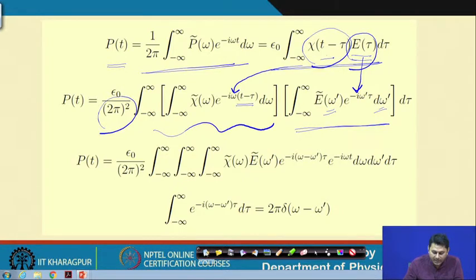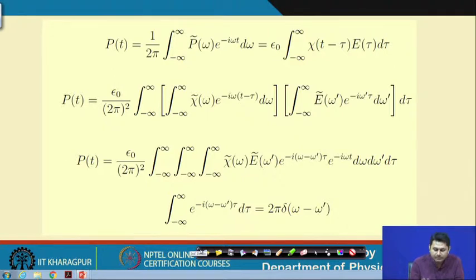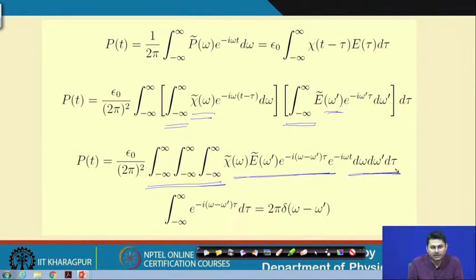In the next step, I have taken all this integration to one side, and written all the exponential terms inside the integration, and then d omega prime and d tau at the end. After doing that I have one important term coming out, and that is e to the power of minus i omega minus omega prime tau.